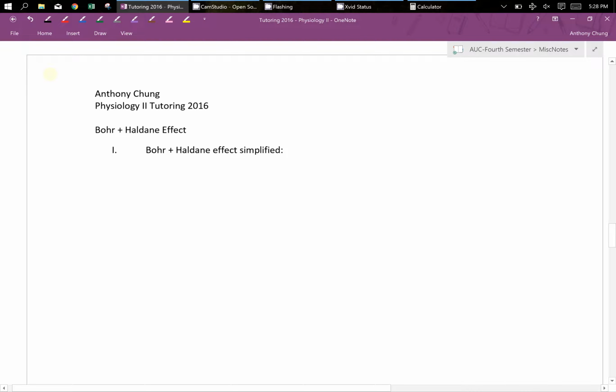So I like to look at things easily because sometimes it can be really complicated to see the Bohr and Haldane effect. So this is a very simplified way of doing it. You have hemoglobin. Oh, let me make it red. You have hemoglobin.